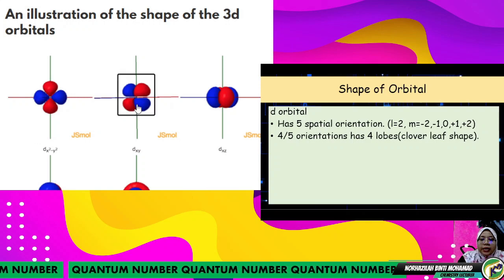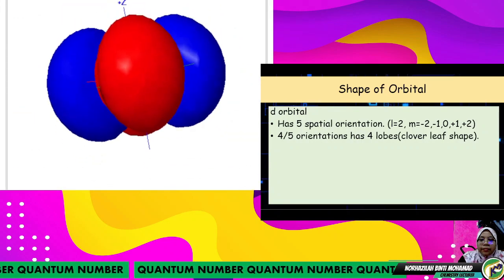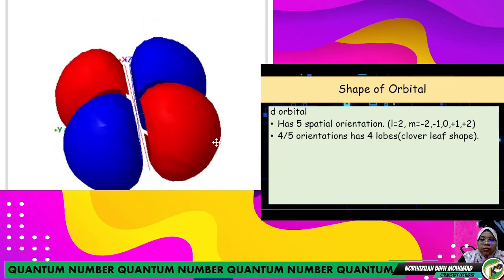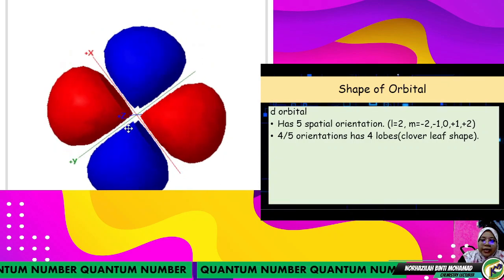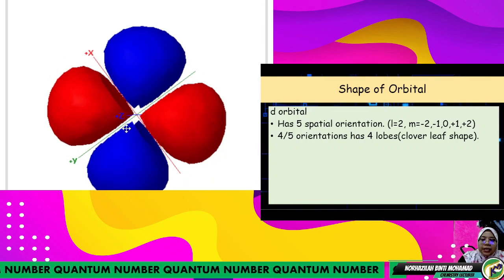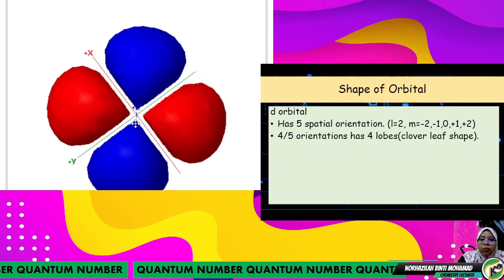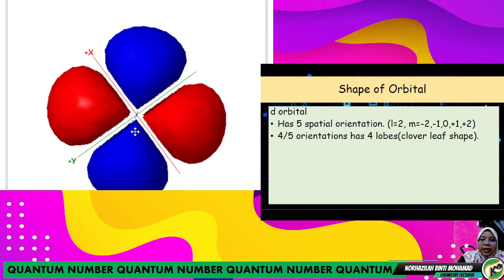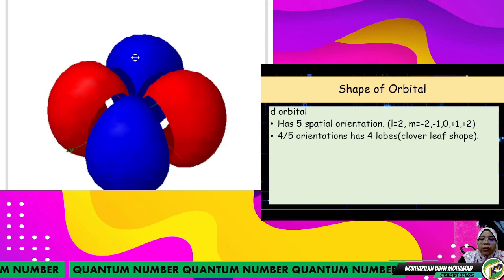And then the second orbital is dxy. So how does the dxy look? If you can see here, the 4 orbitals lie in between axis x and y. If you can see here, the orbital lies in between axis x and y. That is the dxy orbital.